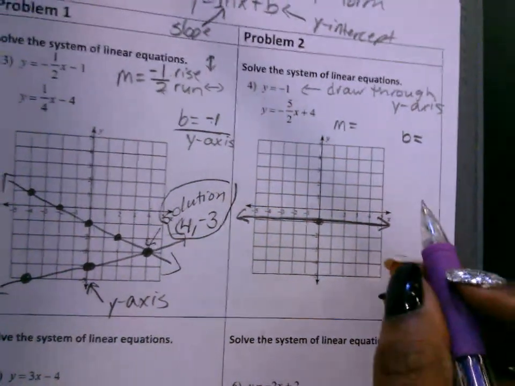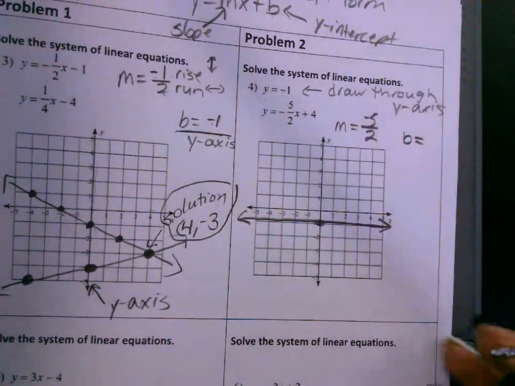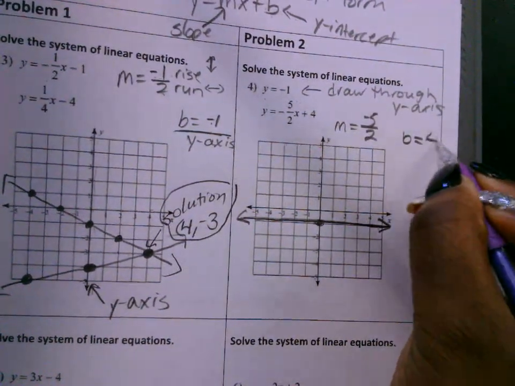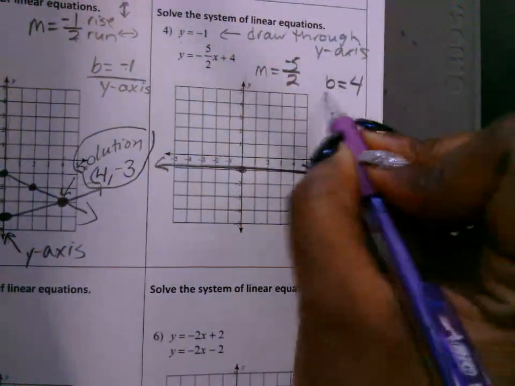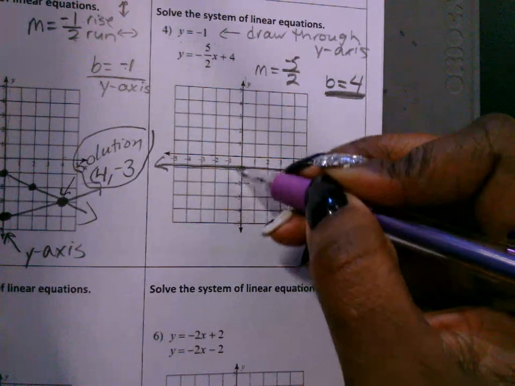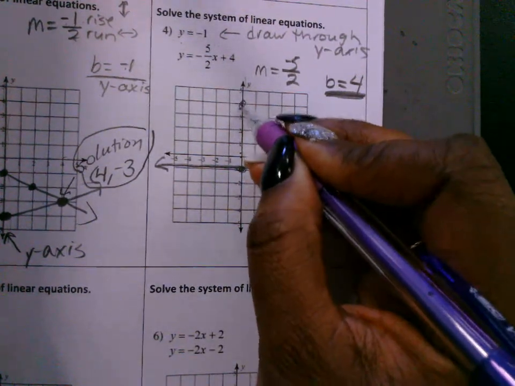All right, y'all, real quick. Rise over run is going to be -5/2. Y-intercept is +4. We're going to find +4 on the y-axis. This is 0. 1, 2, 3, 4.